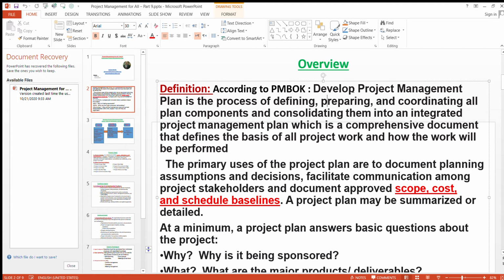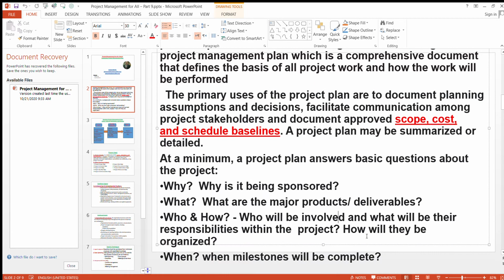So for small projects, you don't need to do a very detailed project management plan because this work is expensive, of course, and it will cost the project a lot of money. So it depends on the size of the project. If it's a large or medium project, you need a detailed project management plan. So as a minimum, the project plan answers basic questions about the project.